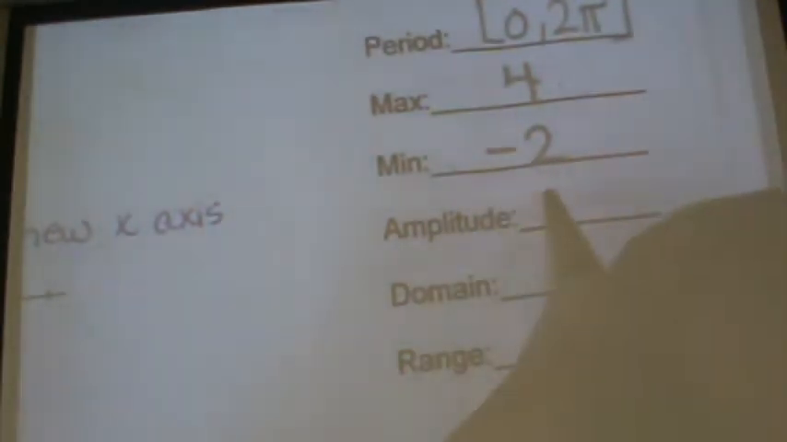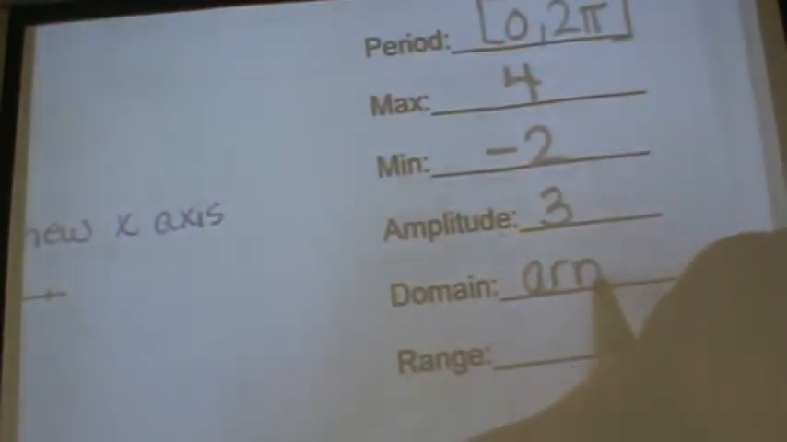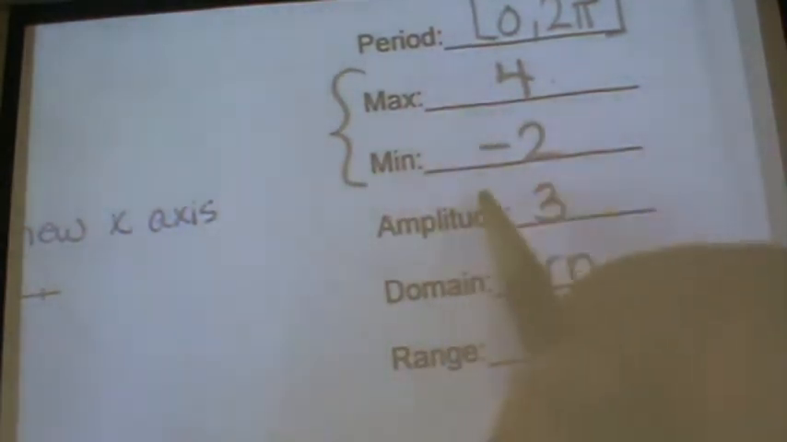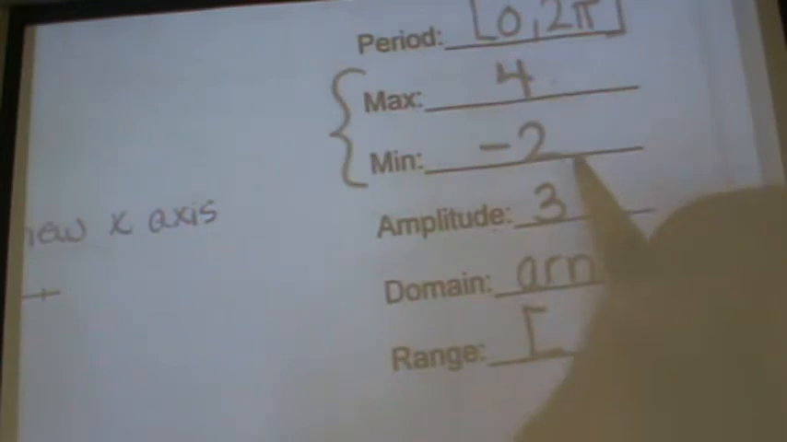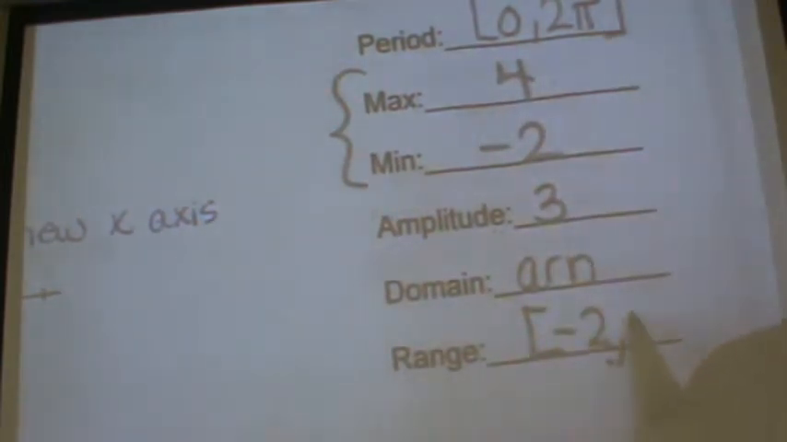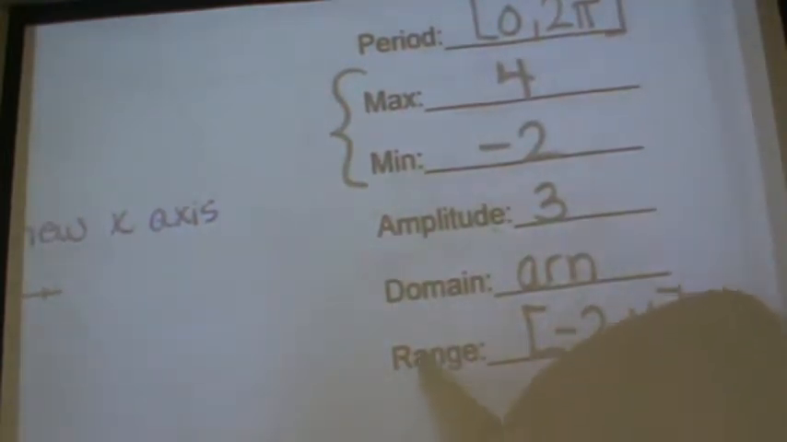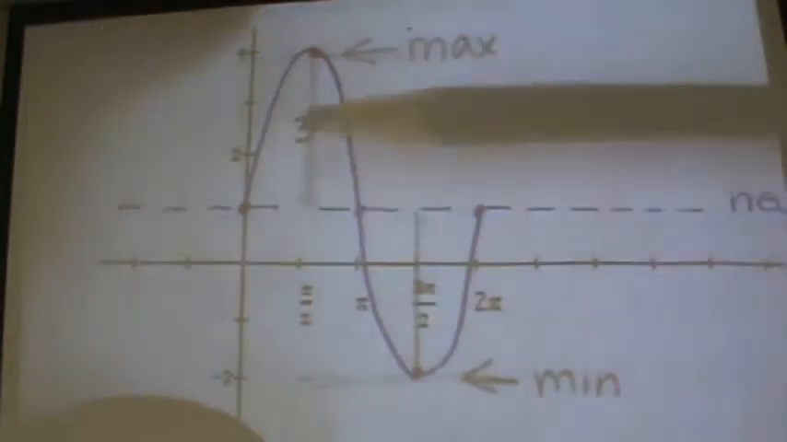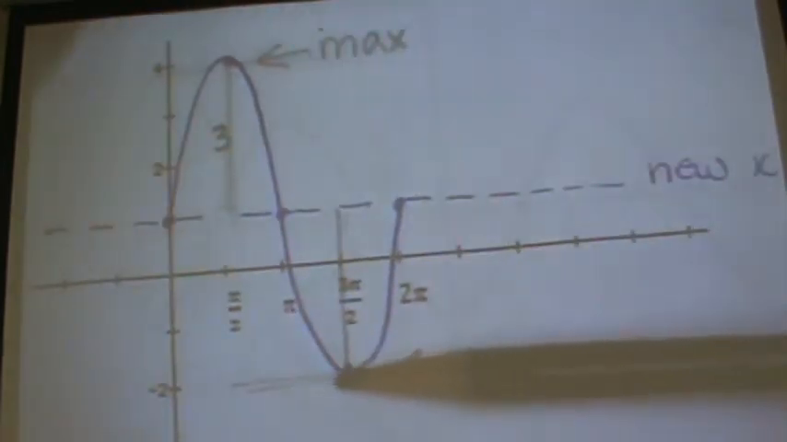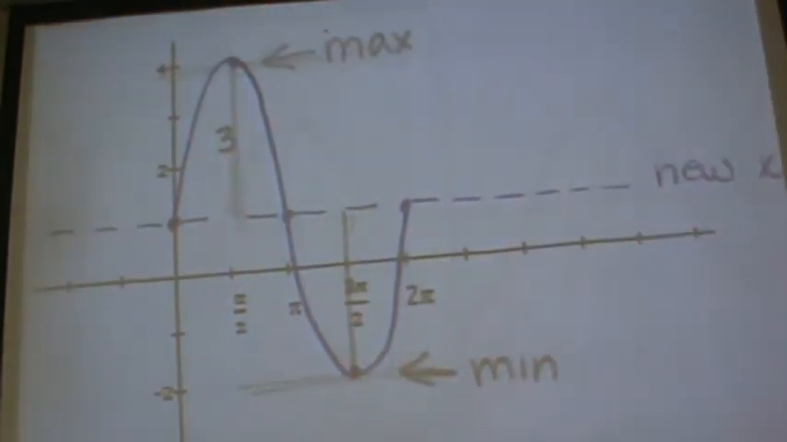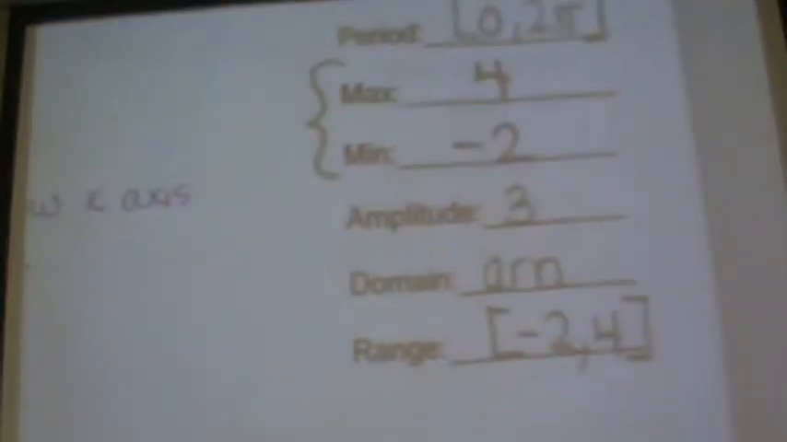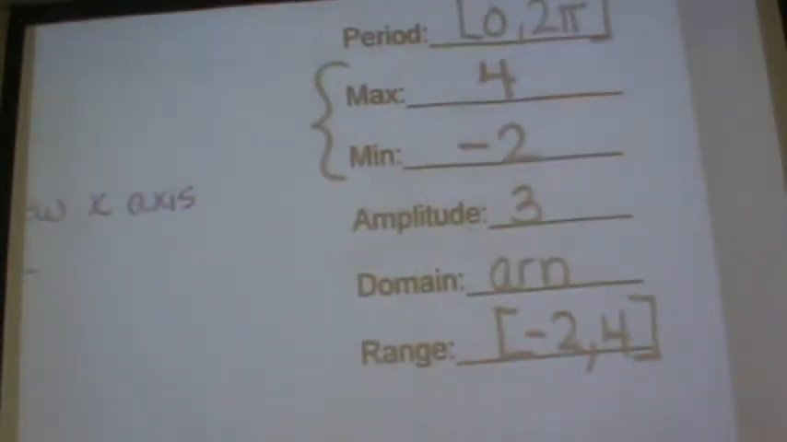Now, your domain is all real numbers. And your range, what did I say your range comes from? Your max and your min. Organize it. What's the smaller of the two numbers? Then to 4. So understand that your range are all of these numbers in between here. So it ranges from -2 to 4. Can you go back to how you wrote it, and put it in brackets.